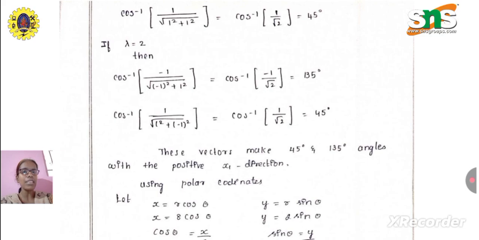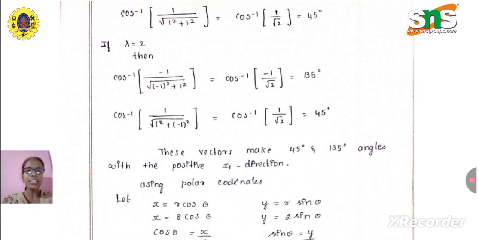And in the second case, the root is what? Lambda equal to 2. The root is minus 1, 1. Okay, so cos inverse of, as usual, the first term is minus 1 by the square root of first element square, so minus 1 square plus second element 1 square. So finally we are going to get minus 1 by root 2.